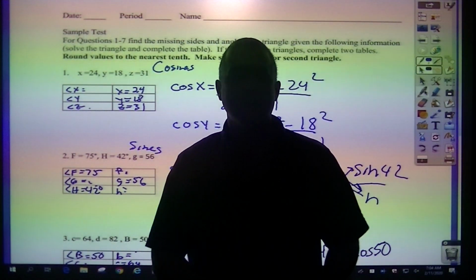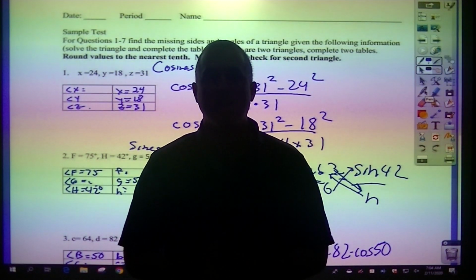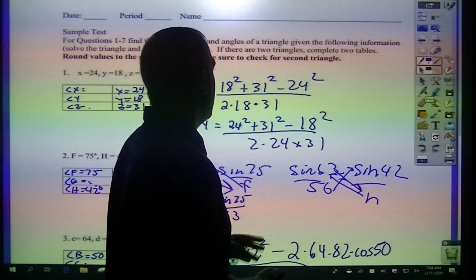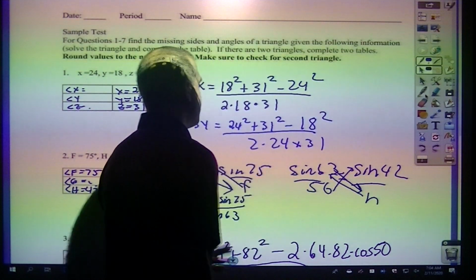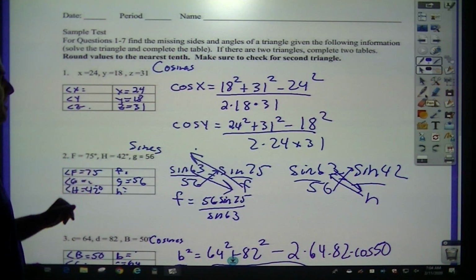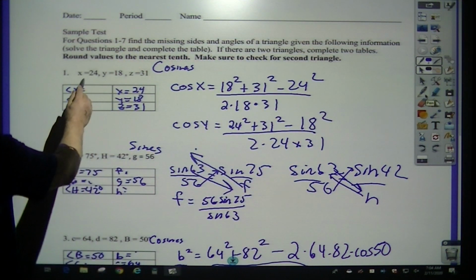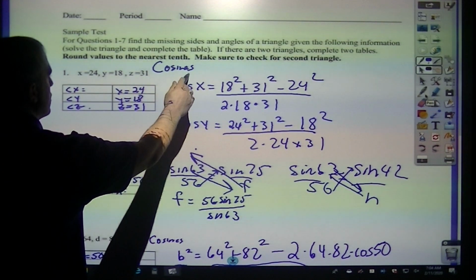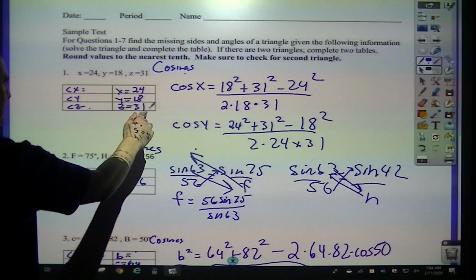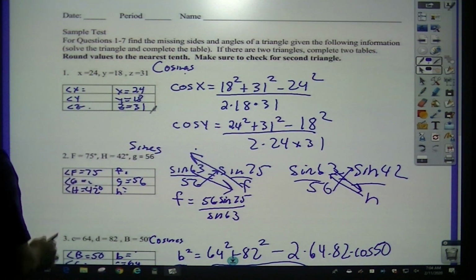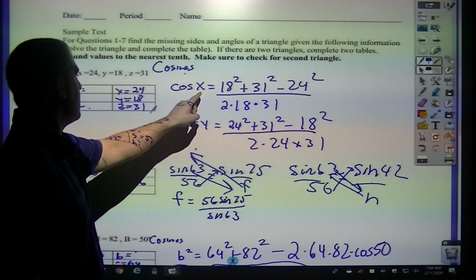Okay, this will be the pre-calculus Unit 8 law of sines, law of cosines sample test. I've done some of this already to sort of speed along the process. This first one, they give you all three sides, so you would use the law of cosines. I put all my sides in, I've got my angles. So the first thing I'd want to find is x.